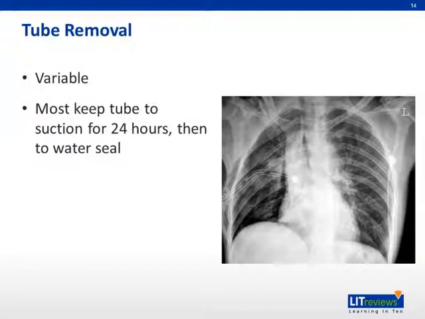Tube removal is variable and can occur within 1 day to many weeks after placement, depending on the indication and patient's clinical condition. Most providers keep the tube to suction for at least 24 hours to cause apposition of the pleura, and then take the tube off suction and place it to simple water seal.